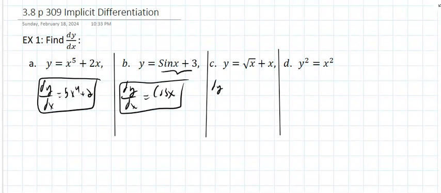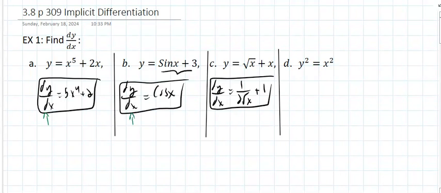And here, dy/dx, we agreed we were going to memorize that the derivative of a square root is 1 over twice the square root of x, plus 1. So we hopefully know how to do this. The left side, we've just been taking it for granted that if y equals something, then that's easy. The left will be dy/dx without giving it much thought.